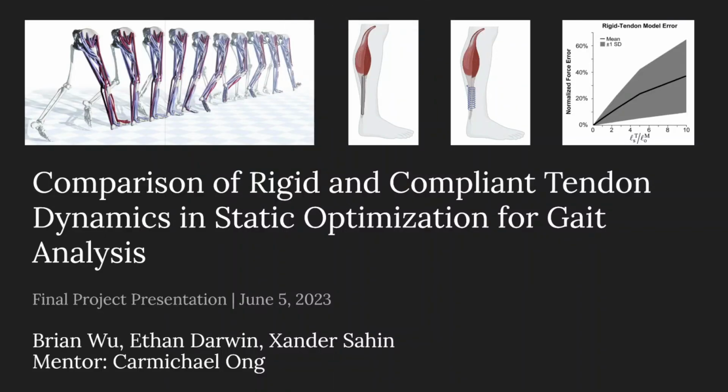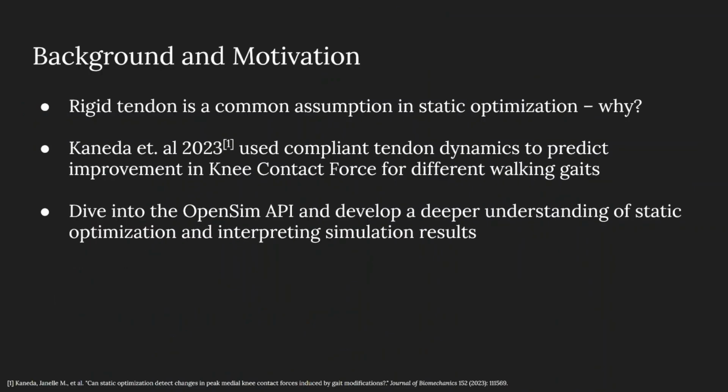And I'm Xander. Today we'll be talking about the comparison of rigid and compliant tendon dynamics and static optimization of gait analysis. To give some background for our study, we first wanted to challenge the common modeling assumption of a rigid tendon. Reading Kaneda's paper from earlier this year, it seemed she believed modeling tendon compliance was important to accurately predicting improvement in internal joint forces.